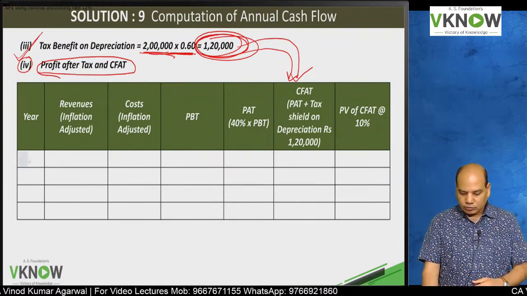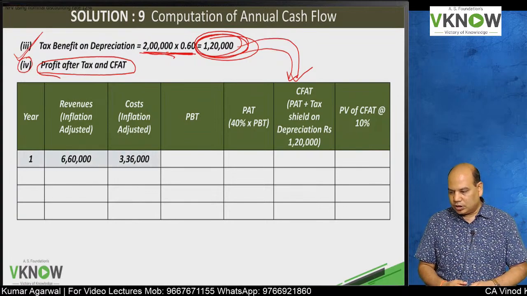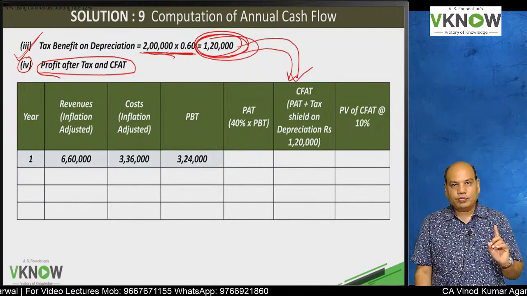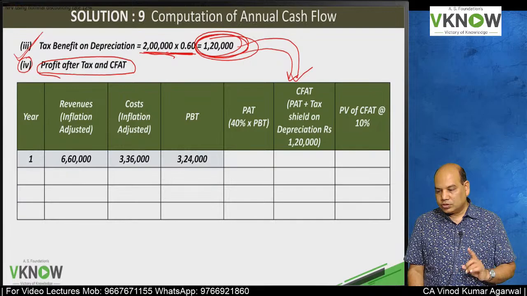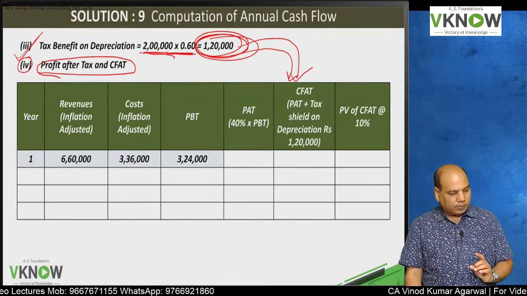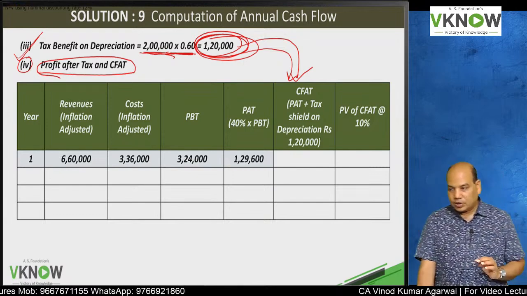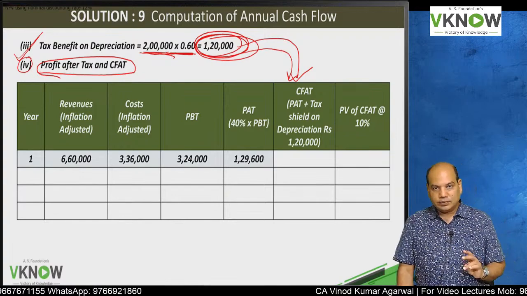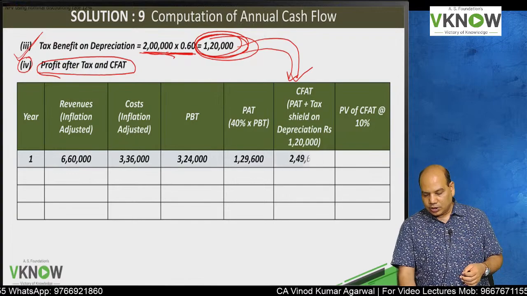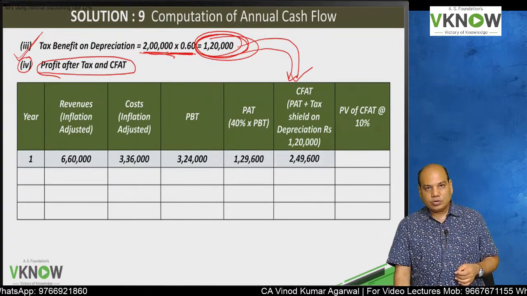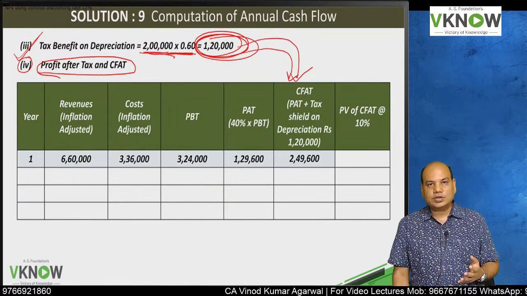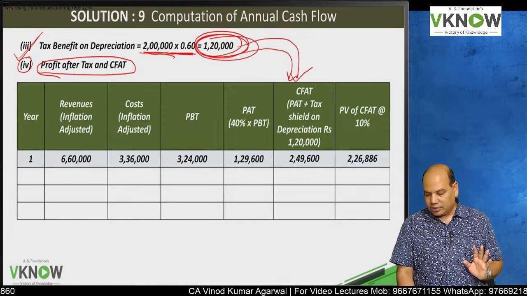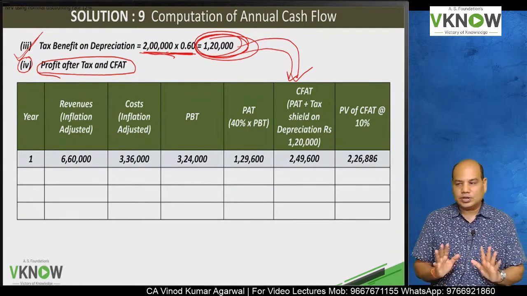Ready? Write down first year, 1. Revenue, go to previous step 1 and step 2: 6,60,000, 3,36,000. PBT is 3,24,000. PAT will be 40%, 129,600, plus depreciation tax shield 1,20,000. So your CFAT would be 249,600 divided by 1.10, which is 226,886. This is year 1.